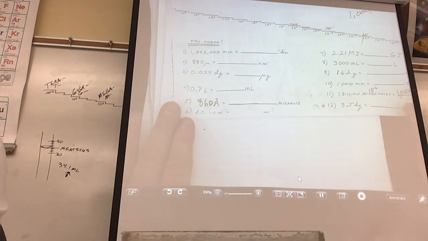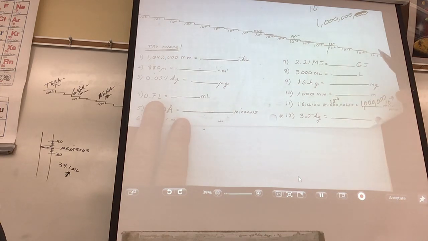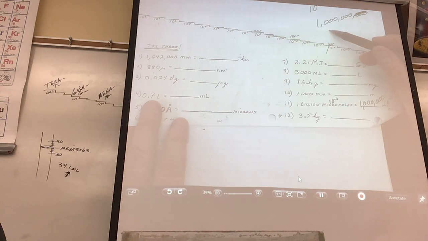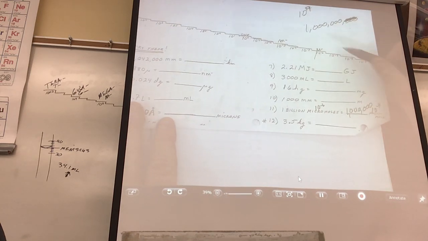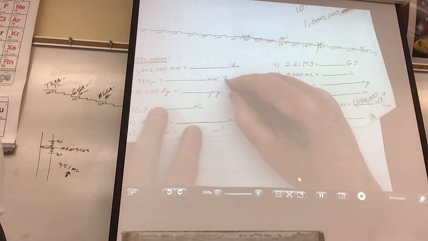Micron is in the same powers of 10 as micro, isn't it? The micron is 10 to the minus 6 meters, so I'm going to put it right here. Here's micron. And I'm going to nanometers. Nano, negative 9. Isn't that how you do it? Nano, negative 9. So I go 1, 2, 3 to the right. 3 to the right.